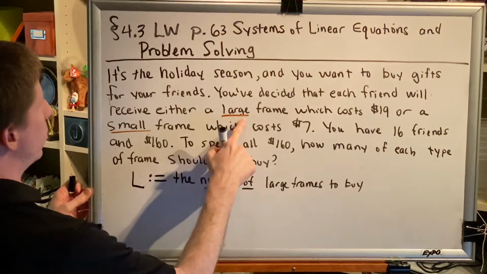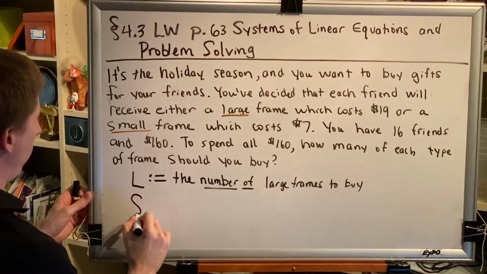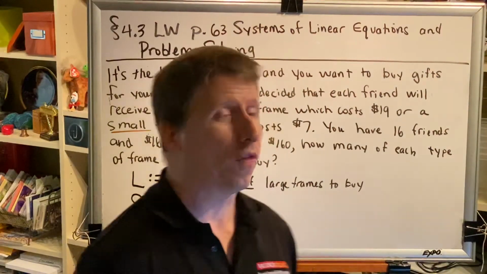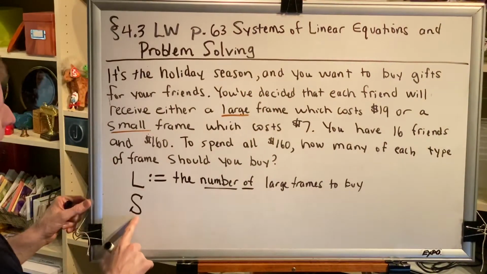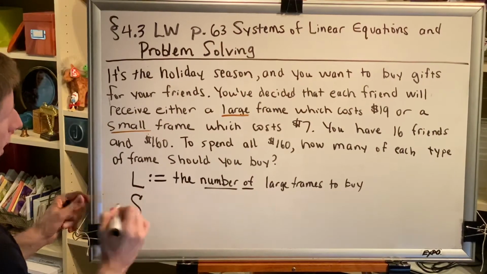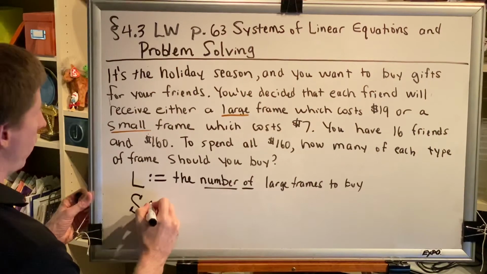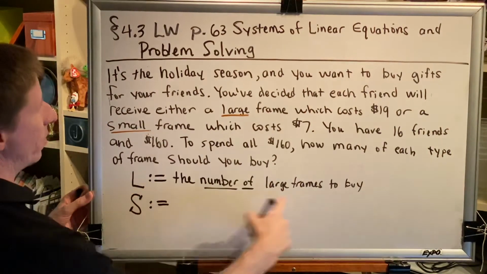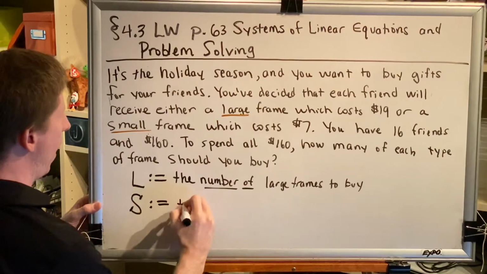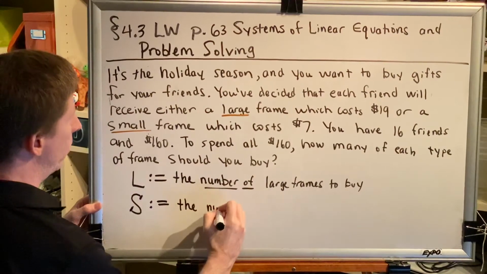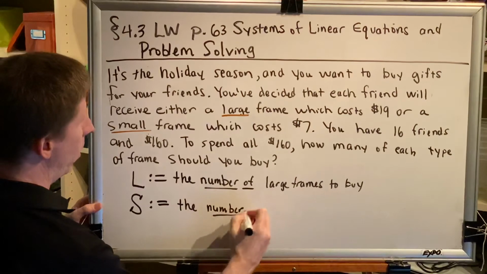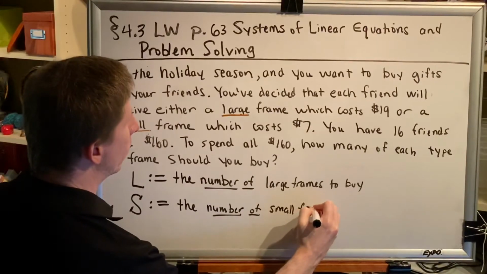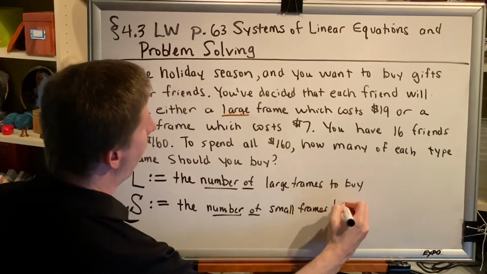All right, well, if we use L for large, we'll use S for small. Be very careful with the letter S because it can be confused for the number 5 very easily. So when I make my capital S, I usually put these little accent marks here just to make very clear that this is an S and not a 5. Well, if L is defined as the number of large frames to buy, then S would be defined as the number of small frames to buy.